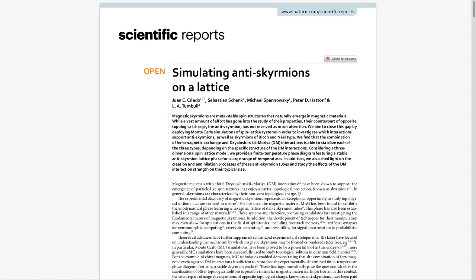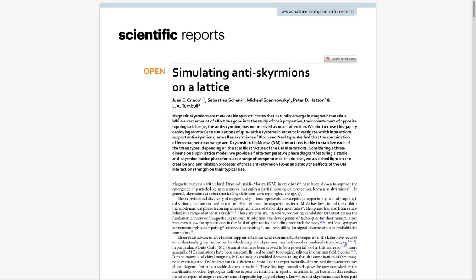Remember those stable, controllable magnetic whirlpools? Think about data storage. Instead of using magnetic domains like we do in hard drives today, imagine using anti-skyrmions to represent bits of information. We could potentially store vastly more data in a much smaller space. So say goodbye to clunky hard drives and hello to tiny devices that can store entire libraries. You're getting the idea.